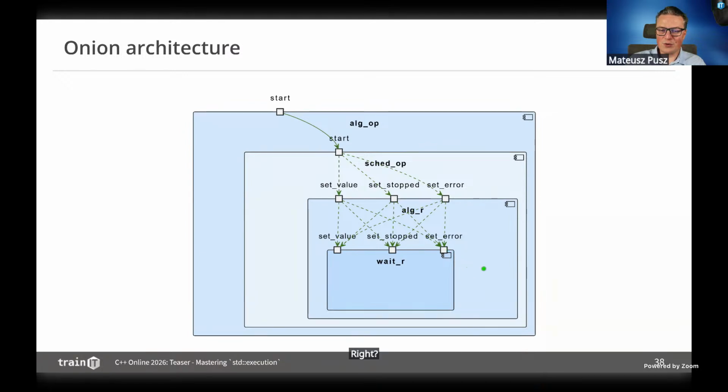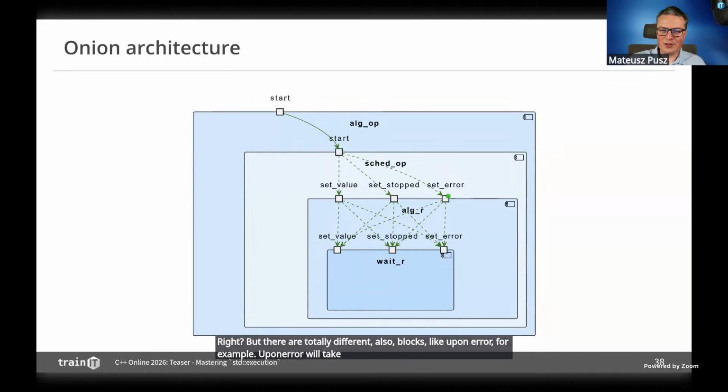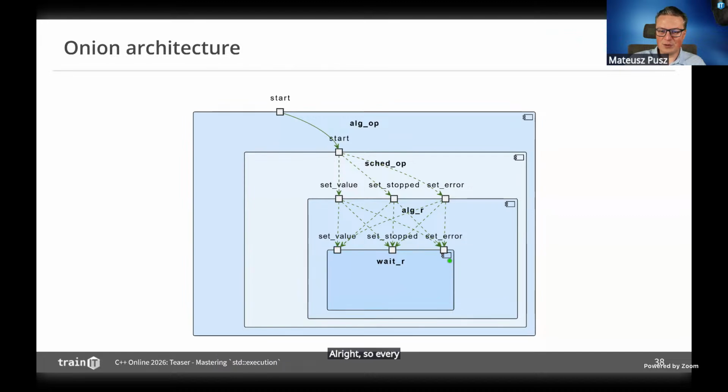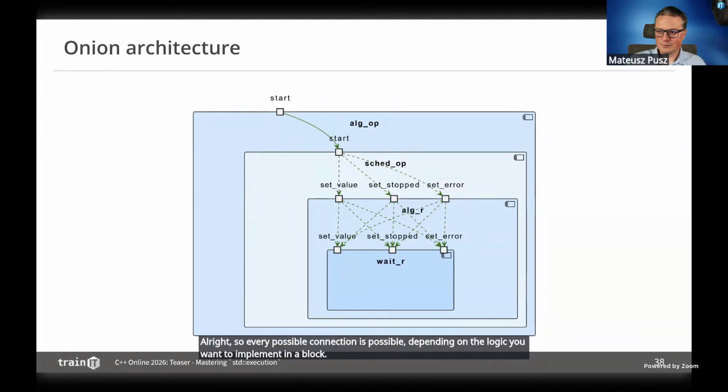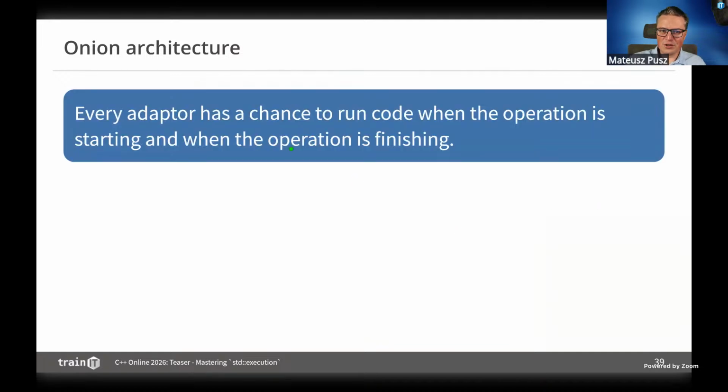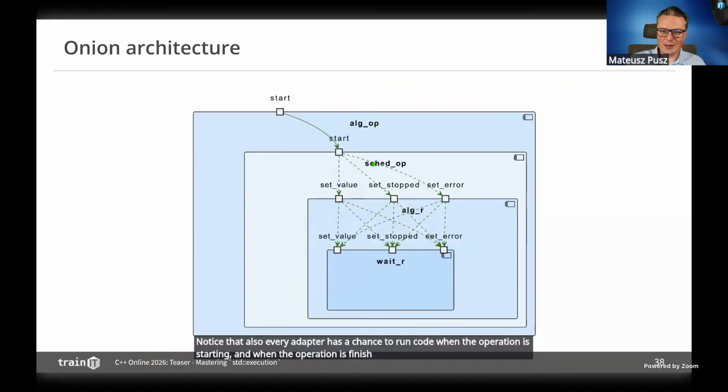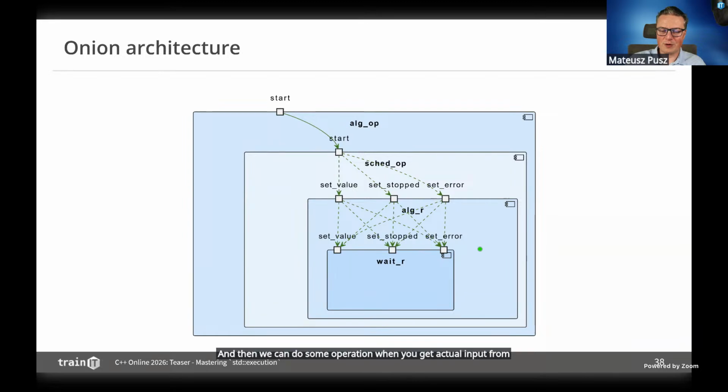All right, but there are totally different blocks like upon error. For example, upon error will take an error and put the error to the value channel. So every possible connection is possible depending on the logic you want to implement in a block. Notice that every adapter also has a chance to run code when the operation is starting and when the operation is finishing, right? So an adapter will be like this one. This is the operation state for the adapter, and this is the receiver for the adapter. We can do some operation before starting the next block, and then we can do some operation when we get actual input from the previous block.